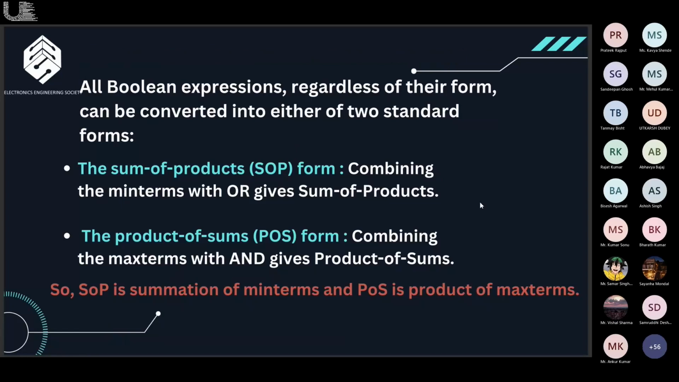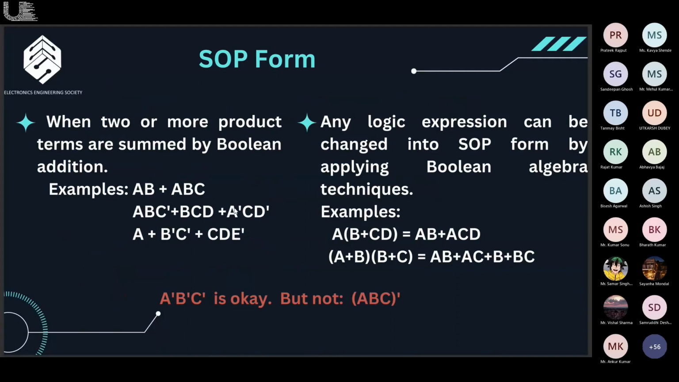So next we consider another form of Boolean expressions. There are basically two forms of Boolean expressions. One is the sum of products form or SOP, and the second is the product of sums form or POS. We already studied minterms and max terms. Sum of product form is nothing but the logical sum of several minterms, and POS form is nothing but the logical product of various max terms. Like this is an example.